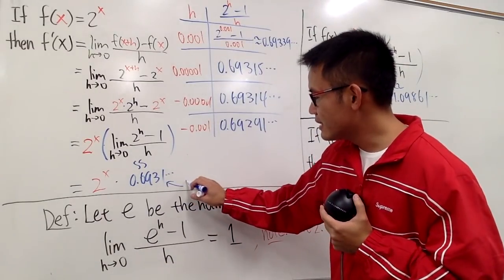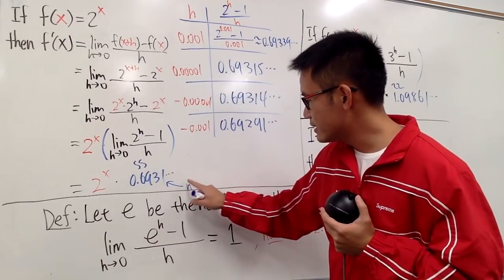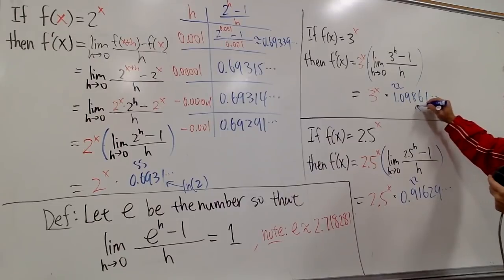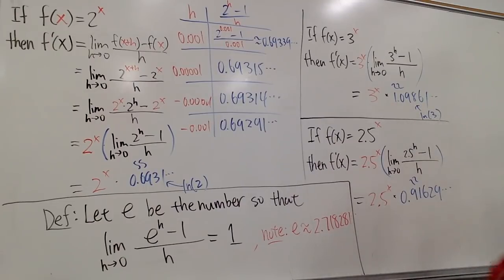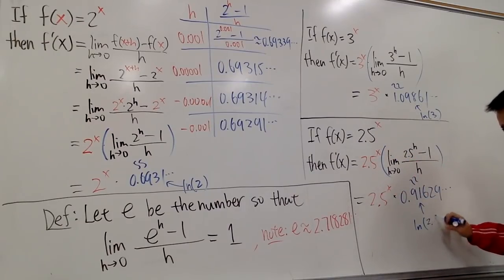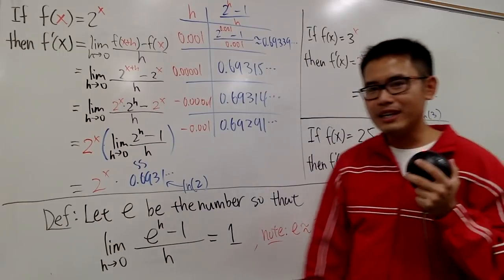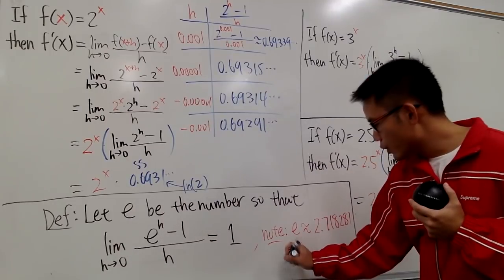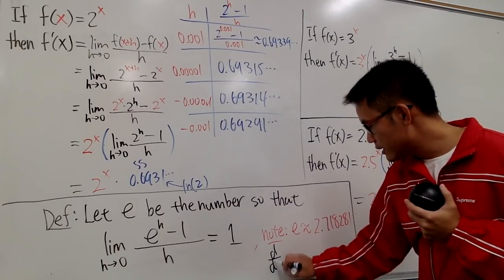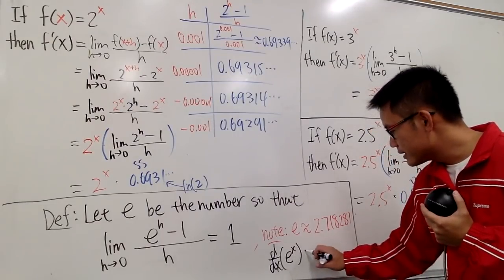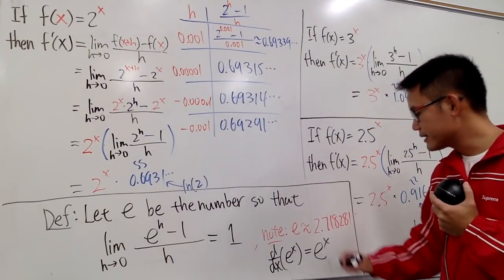This number, in fact, is equal to ln 2, the natural log of 2. And this number is actually ln 3. And this number right here, you guessed it, is ln of whatever that base is, ln 2.5. And you can imagine that if you use e as the base, you would get the following. When we differentiate, d/dx of e to the x, we actually just get e to the x.